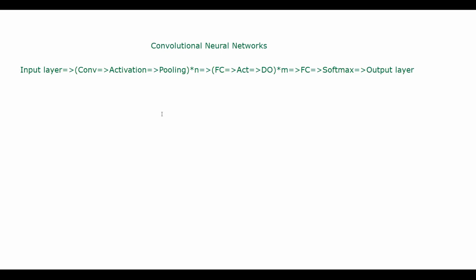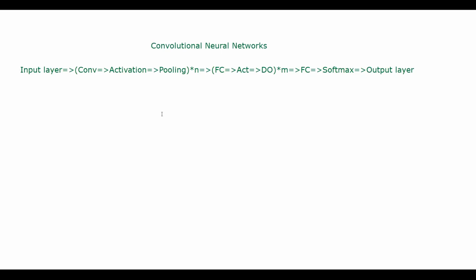Then this goes to the first fully connected layer, that is the first hidden layer. FC refers to a fully connected layer. Then we pass it through an activation function, and then DO, the dropout, which we will discuss. And then this is also repeated multiple times based upon our wish. It can be once or twice.